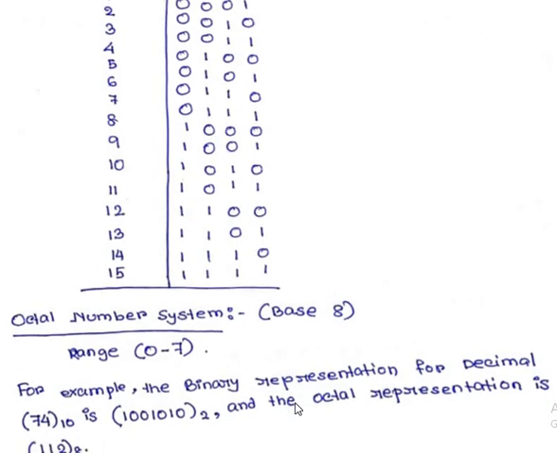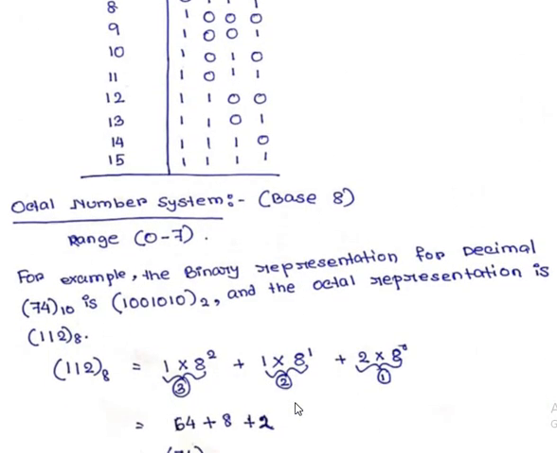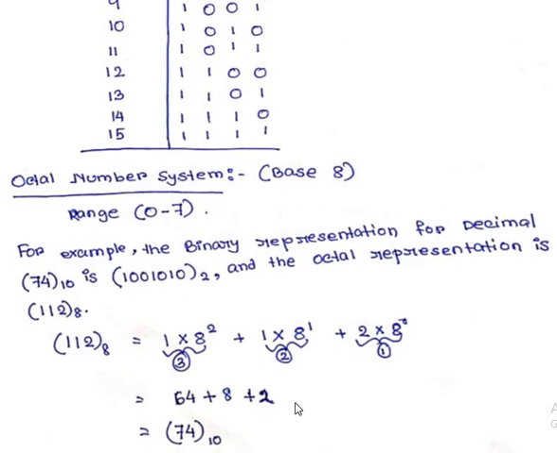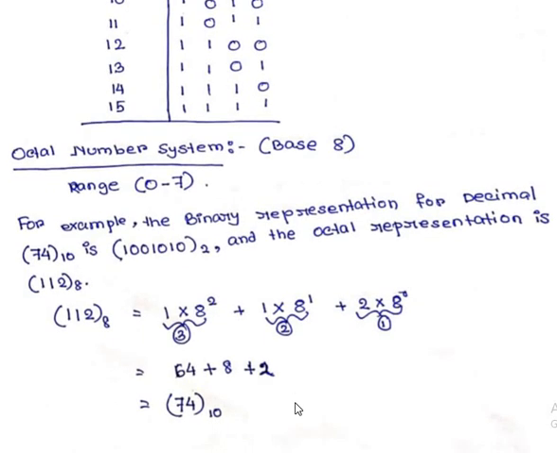Now in the octal number system, the digits range from 0 to 7. Like in decimal it is from 0 to 9. In case of binary it is either 0 or 1. In case of octal it ranges from 0 to 7. So in total how many numbers do I have? That is 8. That is why the base of the octal number system is 8.